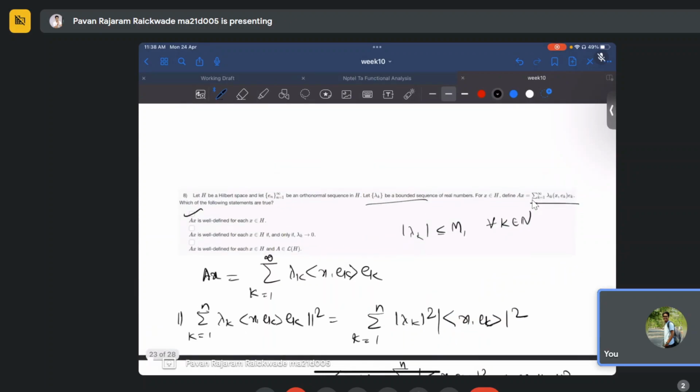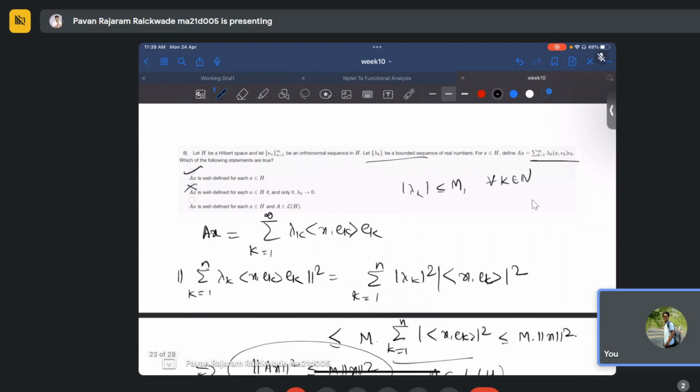Now the second option says Ax is well defined only if lambda k is converging to 0. This need not be true. We have shown that there was no condition on lambda; boundedness was the only condition. So the if and only if is not true. Then the third one says Ax is well defined for each x and A is linear and continuous. Yes, that's true. We have just proved it. It's continuous, and linearity follows straightforwardly. You can check it. So that one is gone.